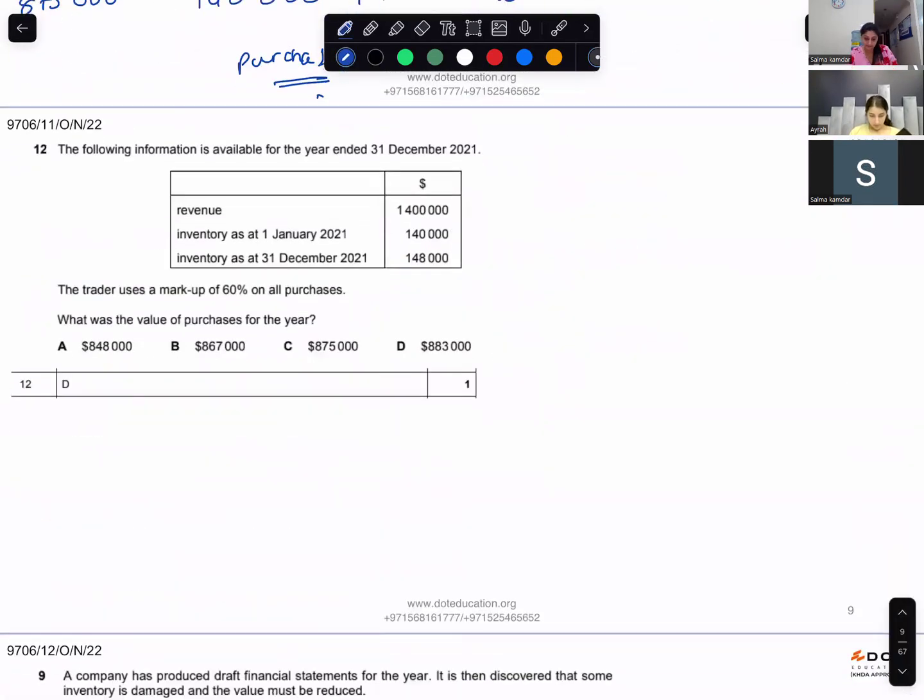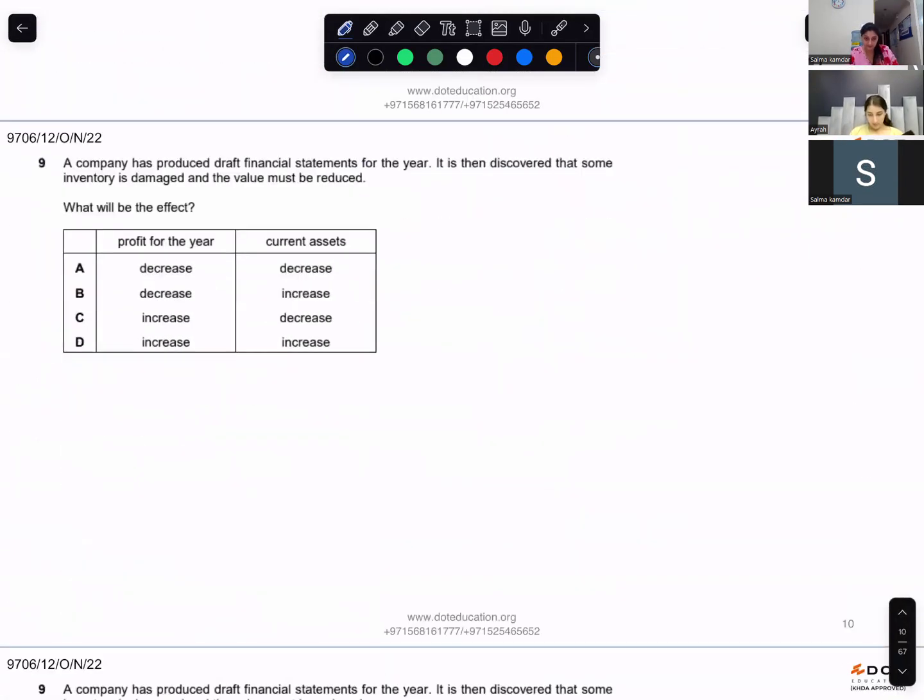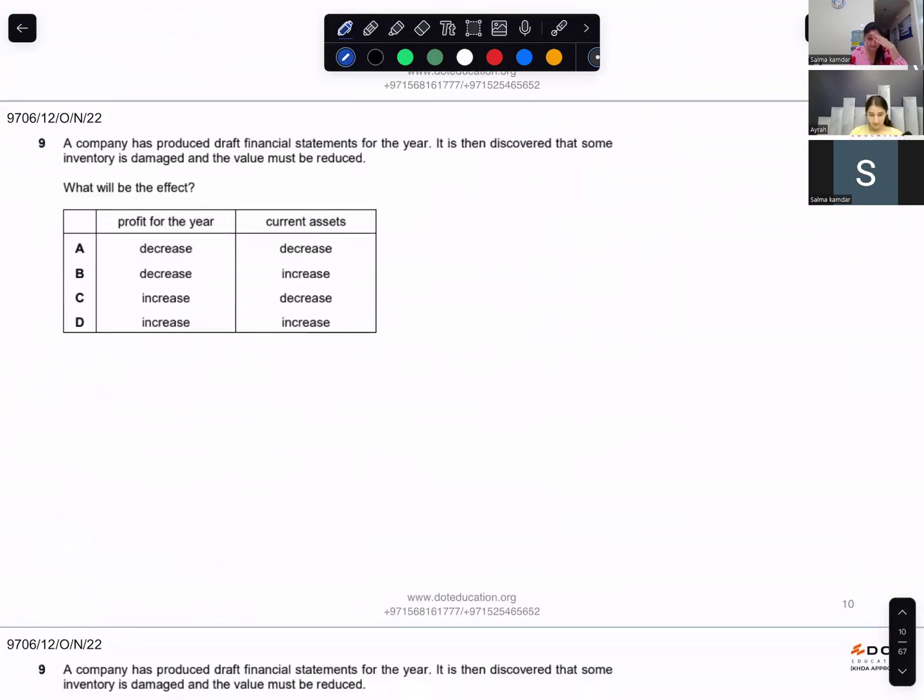A company has produced draft financial statements for the year. It is then discovered that some inventory is damaged and the value must be reduced. What will be the effect? So what they have told is some inventory is damaged. That means closing inventory is overstated. Now you have to reduce it.